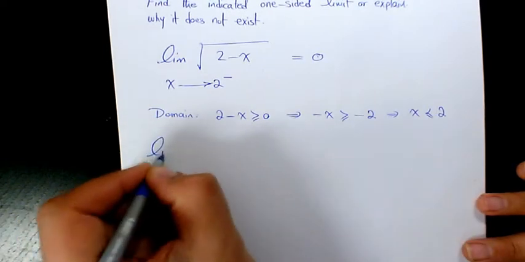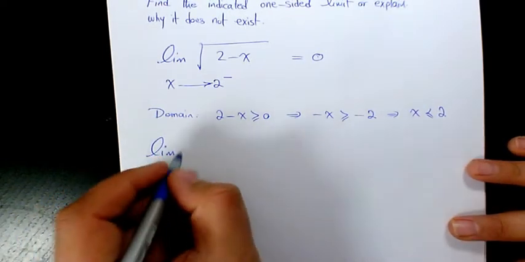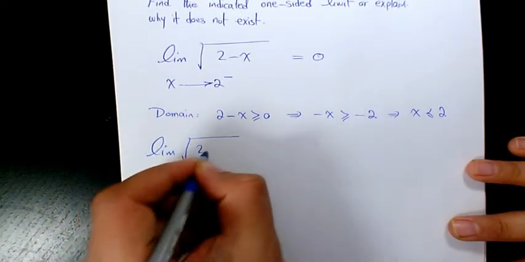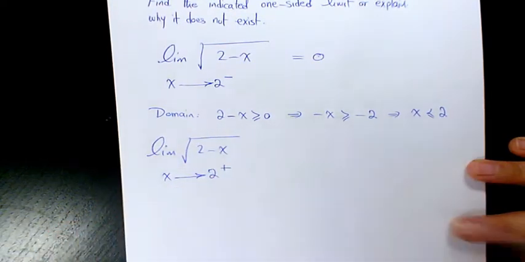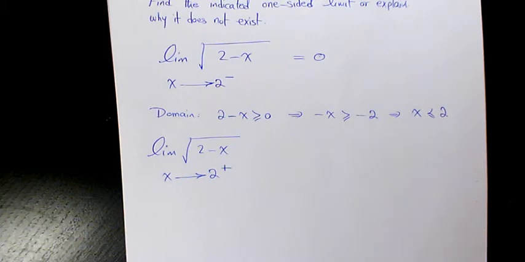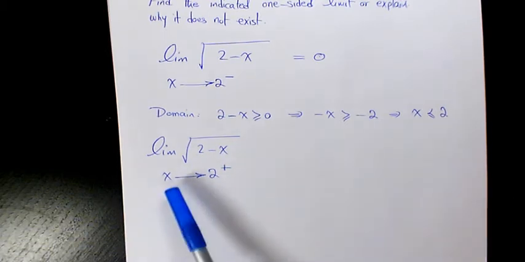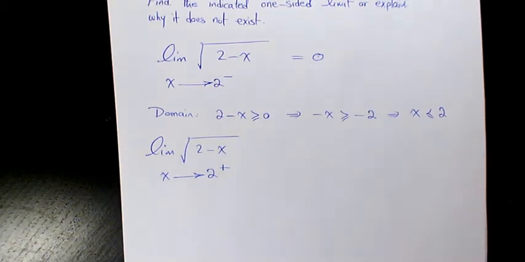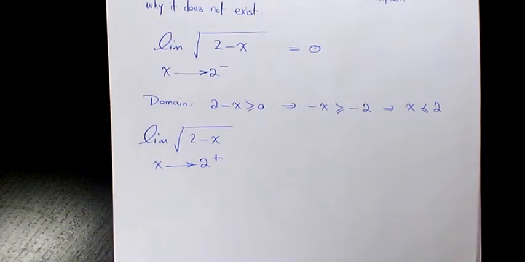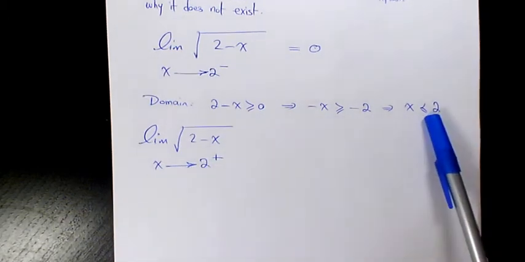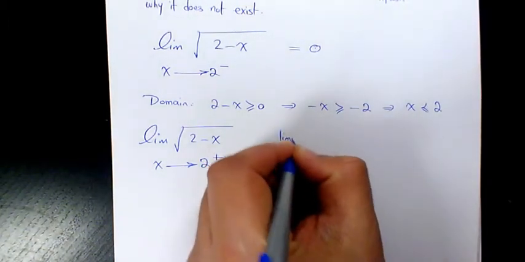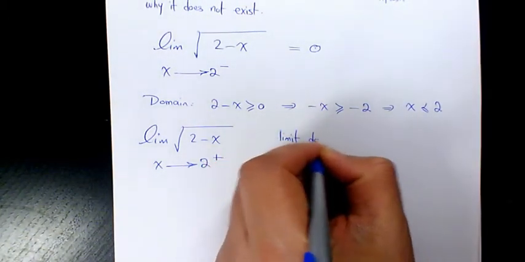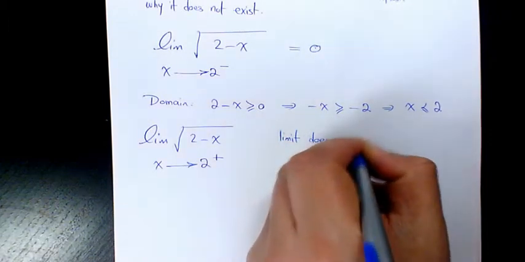Next one, limit of square root of 2 minus x when x is going to 2 plus. That's the right limit because we are talking about the x values slightly greater than positive 2. In this case, since it is not a valid number, you're going to say the limit doesn't exist.